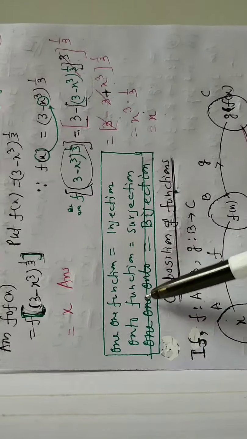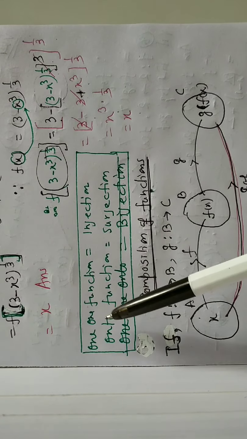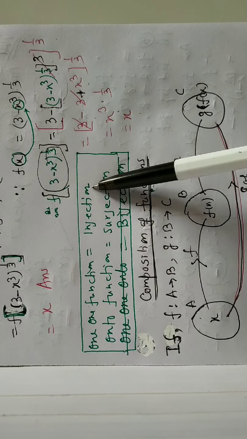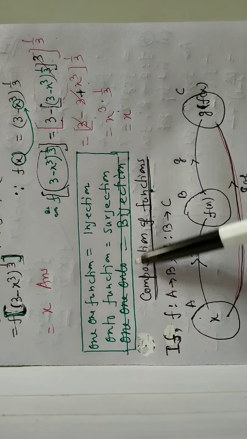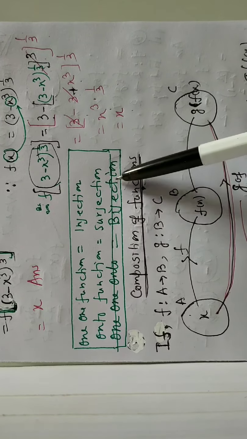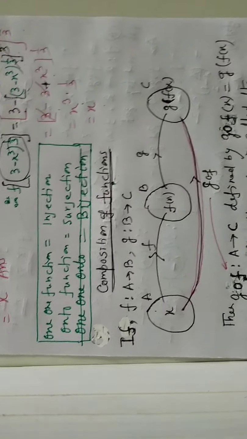Now the last thing is going on. One-one function is also called injective, onto function is also called surjective. One-one onto function is called bijective. Bijective is also invertible. Now composition function.